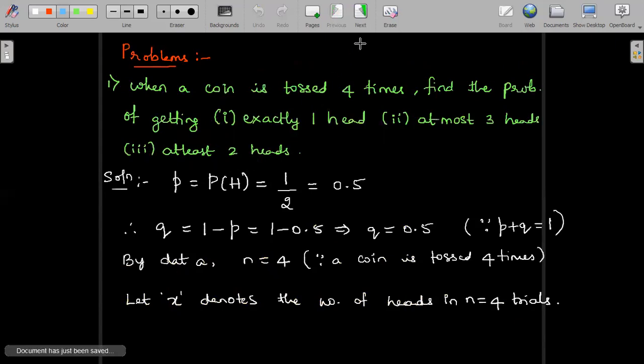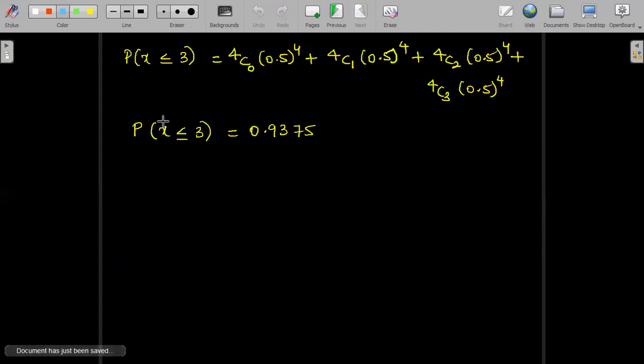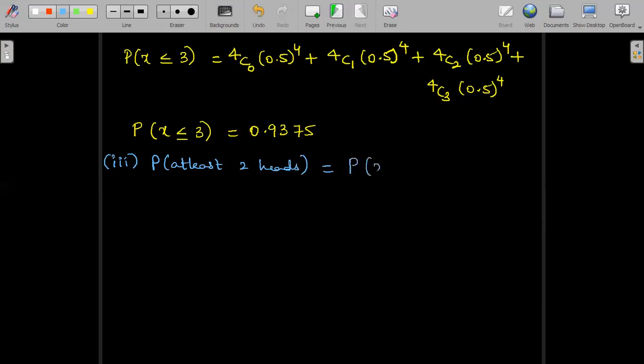Now the third and the last part of the question is to obtain the probability of getting at least 2 heads. Probability of getting at least 2 heads. So this symbolically can be written as x greater than or equal to 2. At least means minimum 2 heads has to be arriving. So greater than or equal to 2.